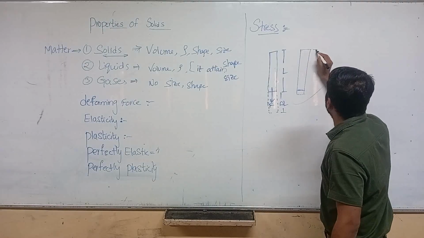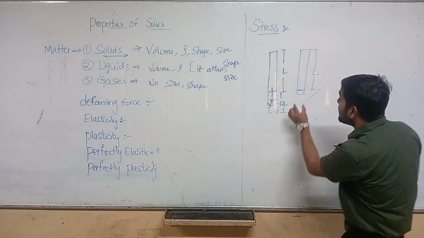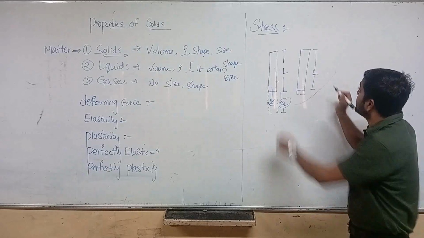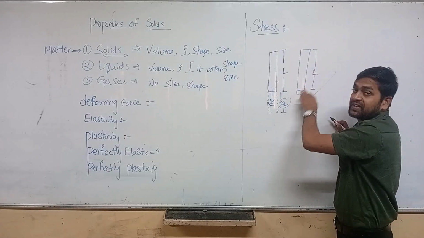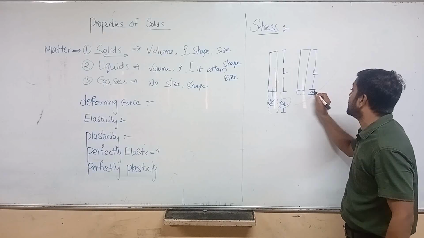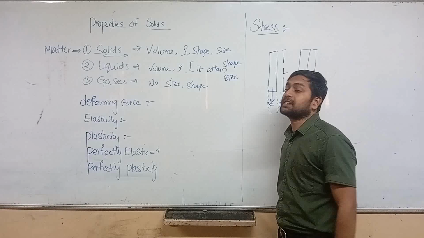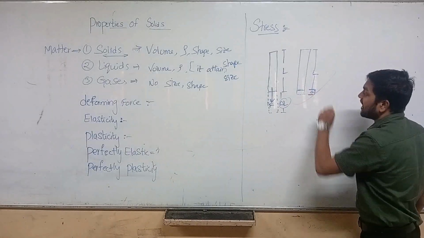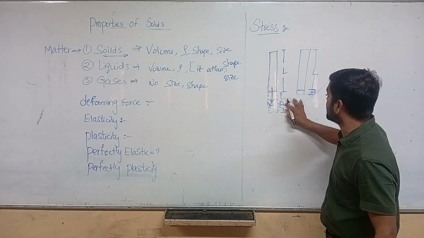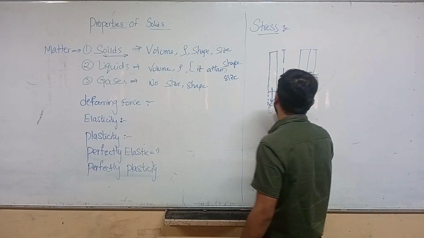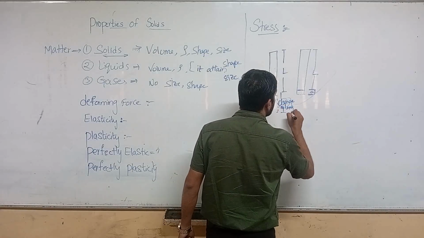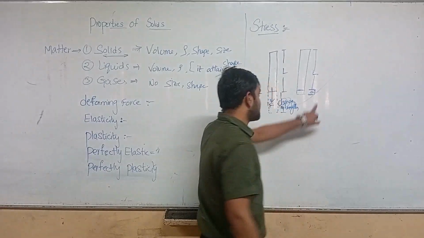Like this. So this is length L, and this L is correct. Here, this is the original length of the rod. But here the change in the length is going to take place. That is delta L. We can write here length change, change in length.